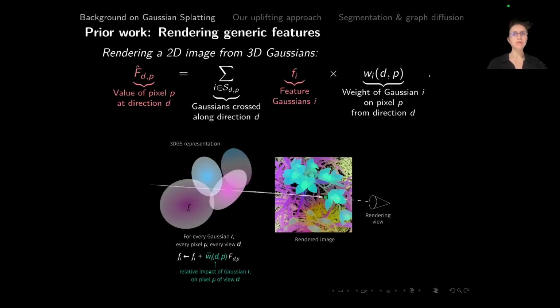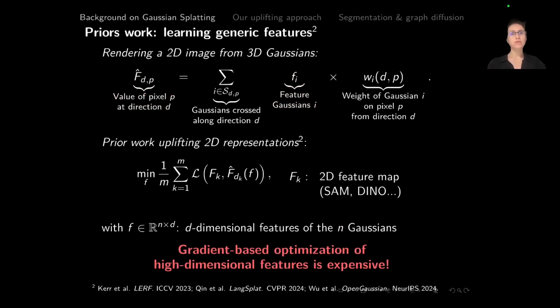To enable 3D semantic understanding, prior works have attached not only colors but also generic features from models like DINOv2 or CLIP to each Gaussian. These features can be rendered with the same alpha blending equation and also learned through a reprojection loss. This approach works, but with high-dimensional features, it becomes extremely costly. Training can take hours, whereas rendering a trained scene back into 2D takes only a few milliseconds.